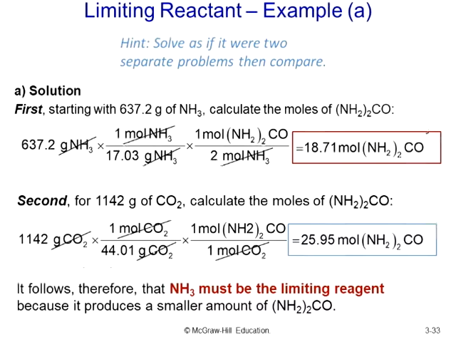It follows then that ammonia must be the limiting reactant since we get less urea from that process than we get from using carbon dioxide as the limiting reactant.